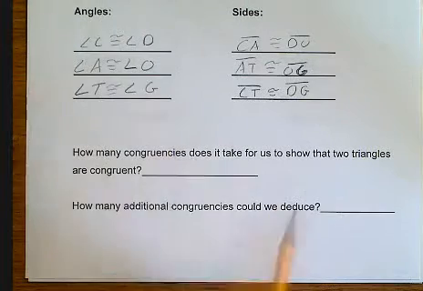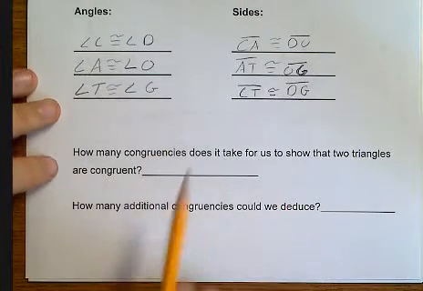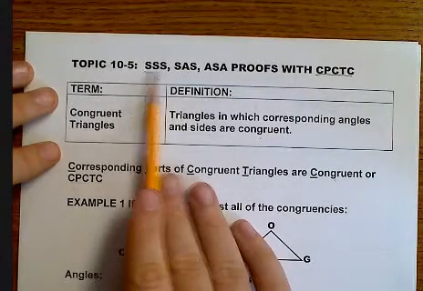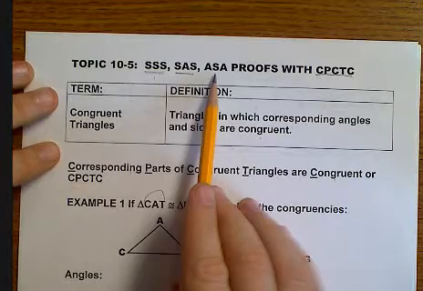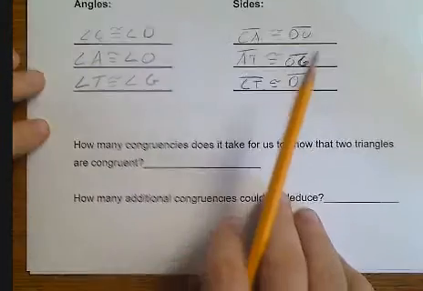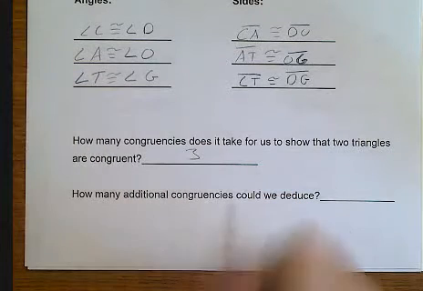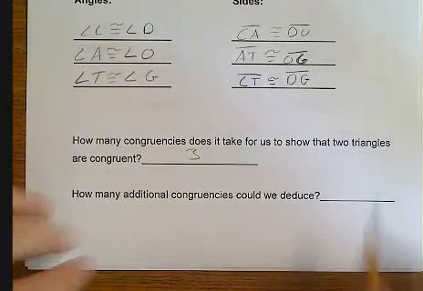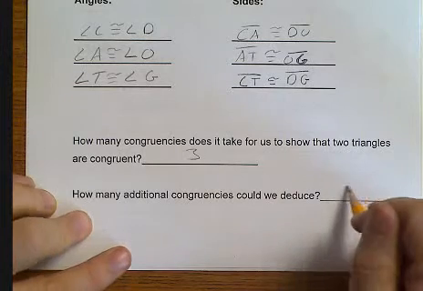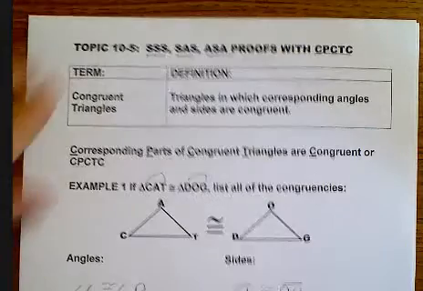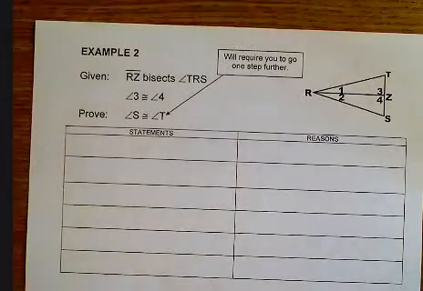Because how many congruencies does it take for us to show that two triangles are congruent? Well, we look back up here. SSS, SAS, and ASA all show 3. So we only need 3 congruencies to show that triangles are congruent. So how many additional congruencies can we find out? Well, we can find out a total of 6. So that means we can find out 3 more. Let's go ahead and put this into practice.